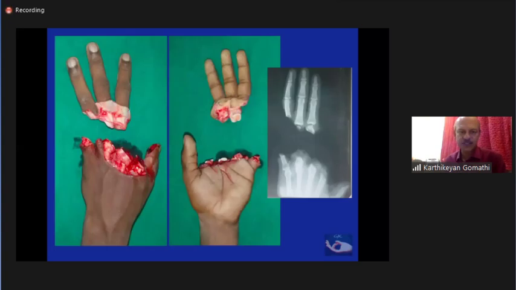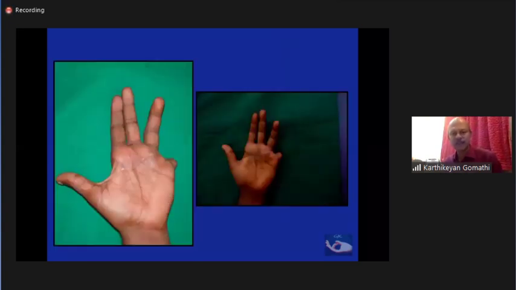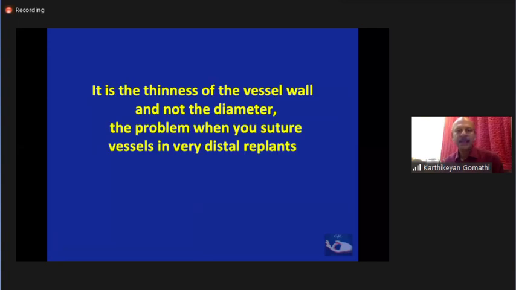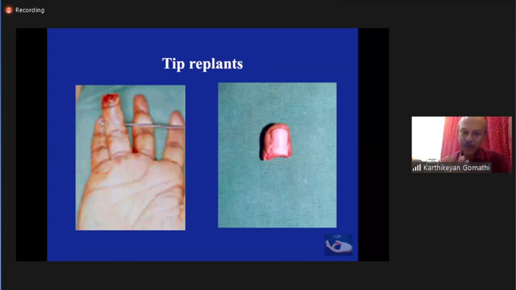Distal amputations. Distal amputation can be at the level of the palm, where you can get good results. And then as you go more and more distal, it is the thinness of the vessel wall and not the diameter which is the problem. So here, when you go to tip replants, that is a problem. The vessels are still visible, but they are very thin walled. So the replantation technique also will differ.